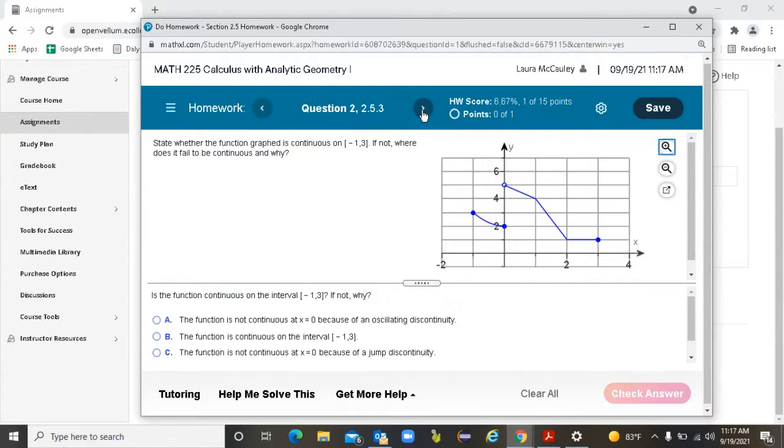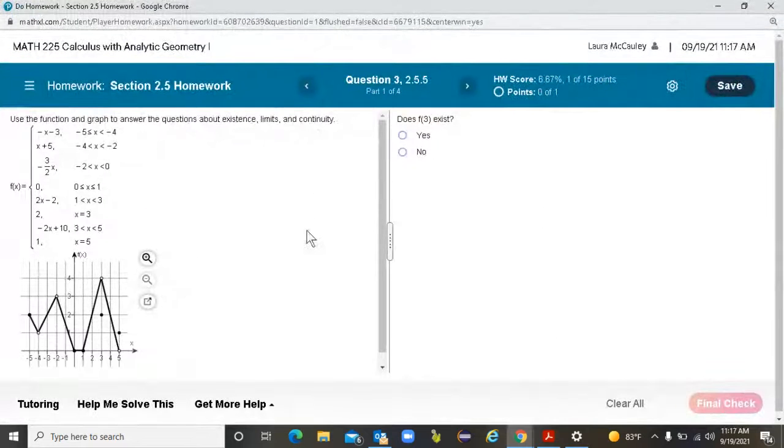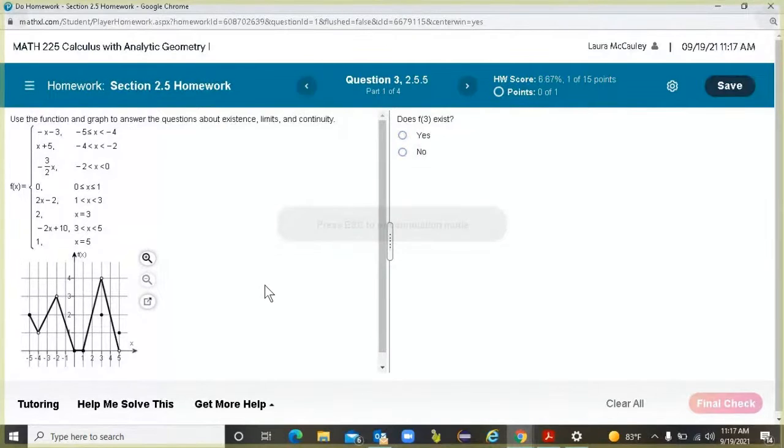All right, let's just go to the next one. So this is another one with the picture. This is a piecewise function, and holy cow, it has 1, 2, 3, 4, 5, 6, 7, 8 different functions going on. And we've got to answer a bunch of questions here. So the first one just says, does f of 3 exist? So in other words, can you plug in a 3? And yeah, you can plug in a 3. If you plug in 3, you get 2, right? So f of 3 is equal to 2.